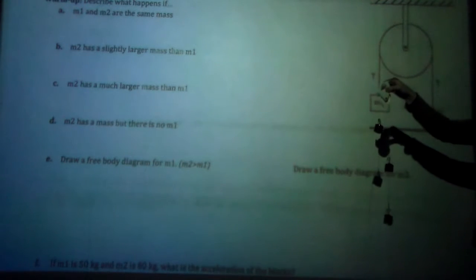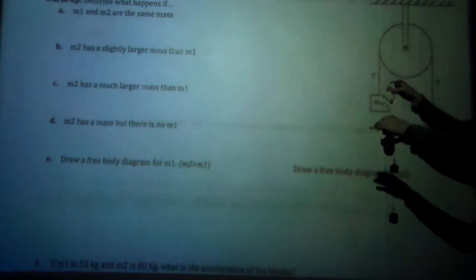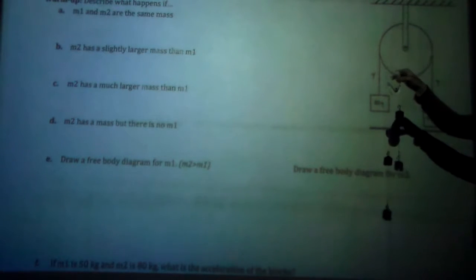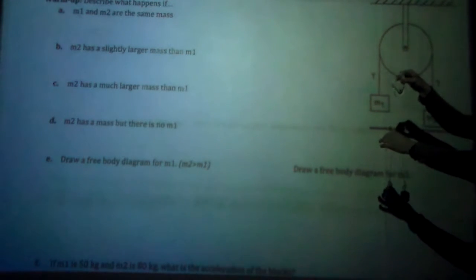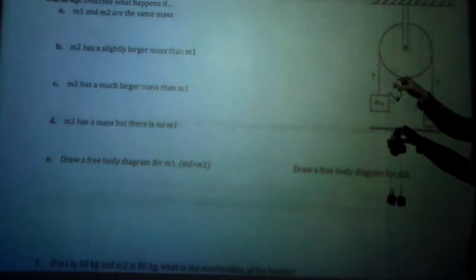Oftentimes what I see people do is they think that the lower one is going to accelerate, so let's do that. If I have M2 equal masses like this, nothing happens. If I have them right here, nothing happens. If I put them at the same height, nothing happens. It's not about where it's placed, it's about the forces.